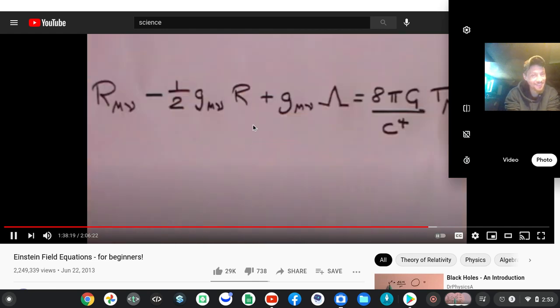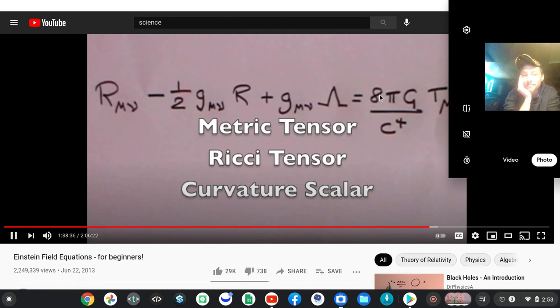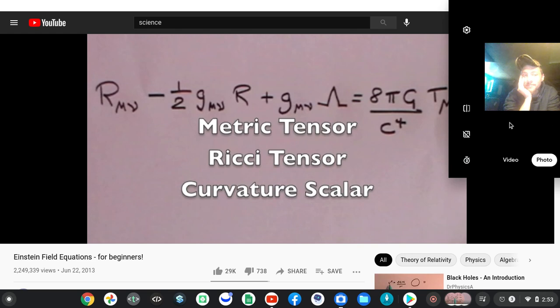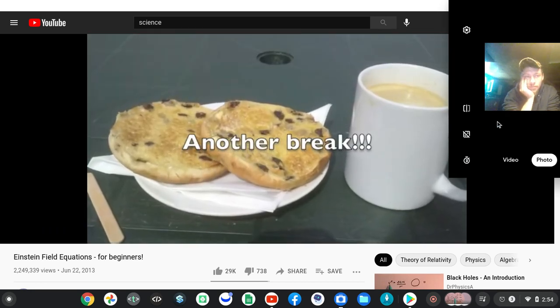Okay, let's just review where we've got to. We've covered the metric tensor, G mu nu. We've covered the Ricci tensor, R mu nu, which includes a lot of Christoffel symbols. We've covered the curvature scalar, R. And so we've covered most of Einstein's field equations. I believe there are just two more terms to go: the stress energy momentum tensor, T mu nu, and the cosmological constant, capital lambda. But first, time for another break.